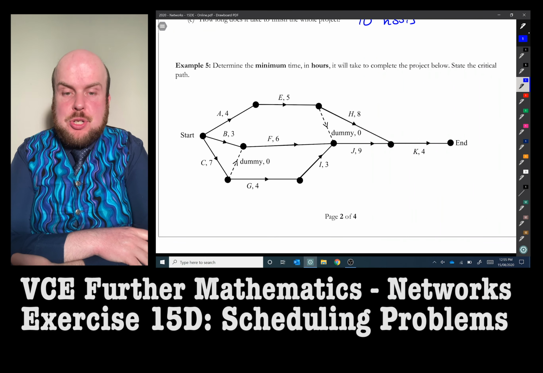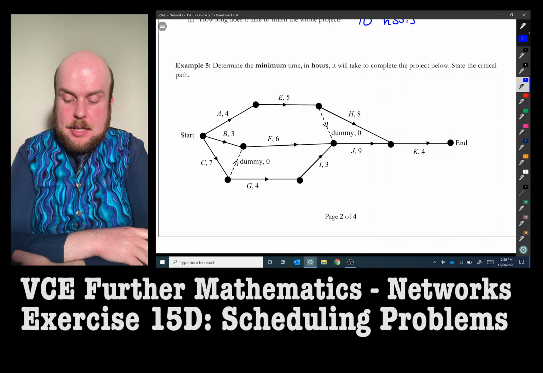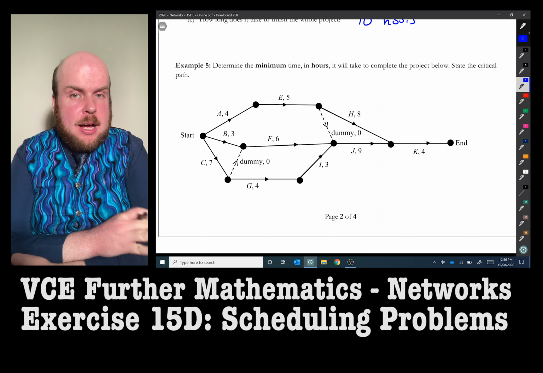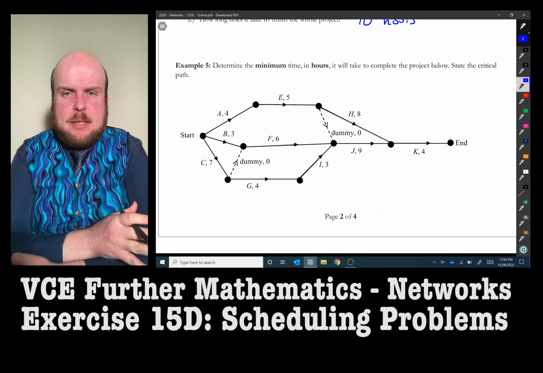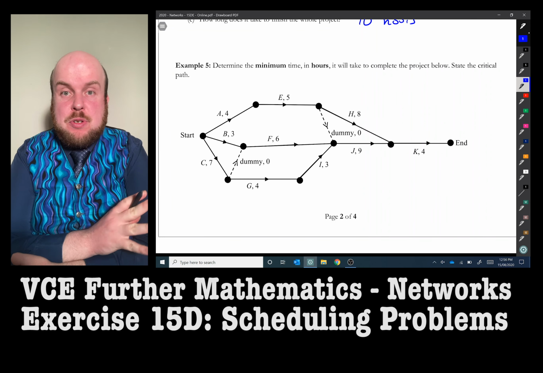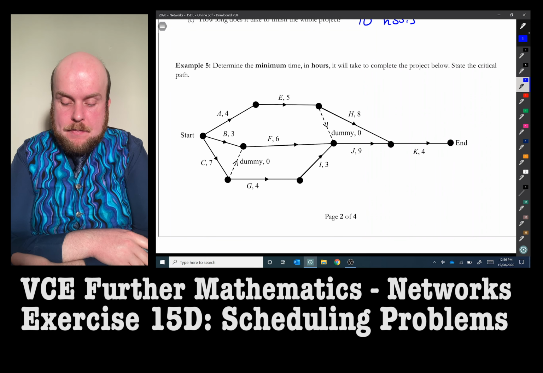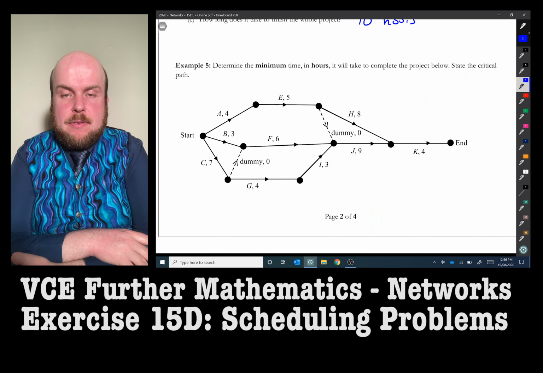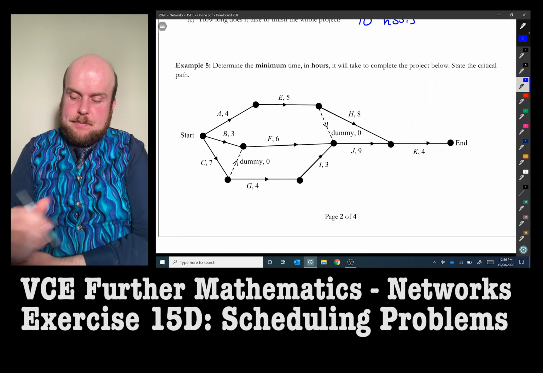Example 5. Determine the minimum time in hours it will take to complete the project below. State the critical path. In my opinion, a lot of people don't like my little box method. That's okay. I visualize it better that way. So whichever way you can identify the earlier starting times and the later starting times, the better. And we can use it to identify the critical path.